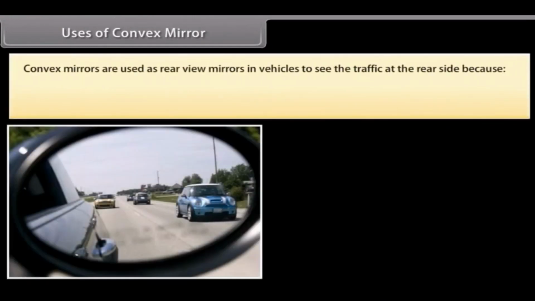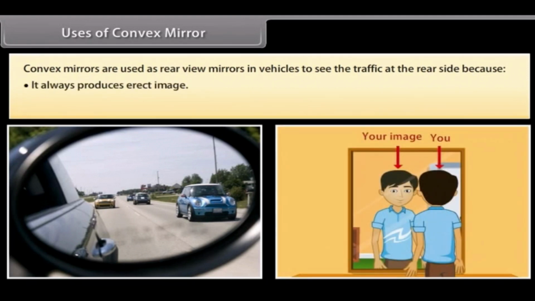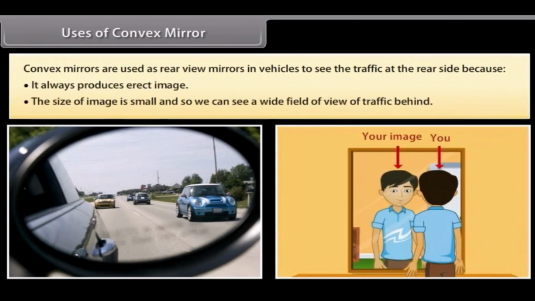Uses of convex mirror. Convex mirrors are used as rear view mirrors in vehicles to see the traffic at the rear side because it always produces erect image. The size of image is small and so we can see a wide field of view of traffic behind.